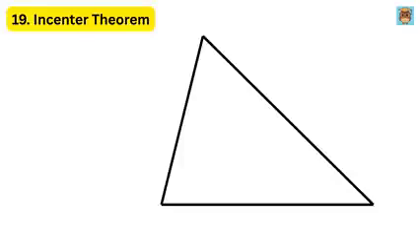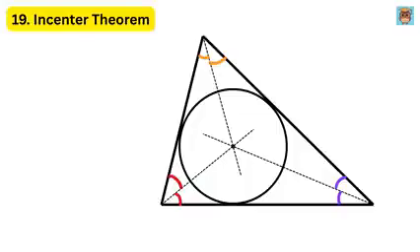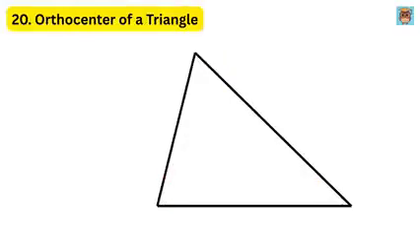19. In-center theorem. The in-center theorem says that if you draw a line from each corner that splits the angle into two equal parts, these are called angle bisectors, they all meet at one point called the in-center. The in-center is the center of a special circle called the incircle, which fits perfectly inside the triangle and touches all three sides. 20. Orthocenter of a triangle.